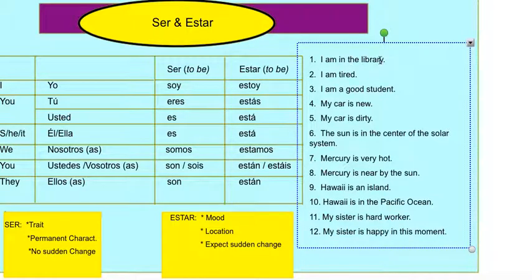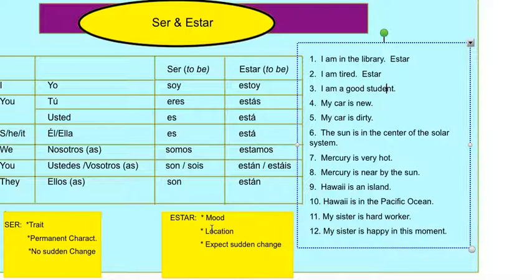For instance, number one, I am in the library. I am in the library is a location. Location, estar, so it will be estar. I am in the library, yo estoy. So we classify it as estar. Number two, I am tired. Is it a trait of my personality, or am I describing a mood? Well, I am describing a mood, so it will be estar.